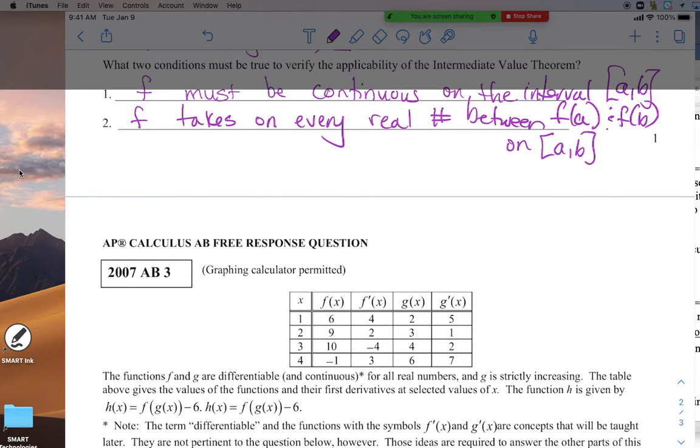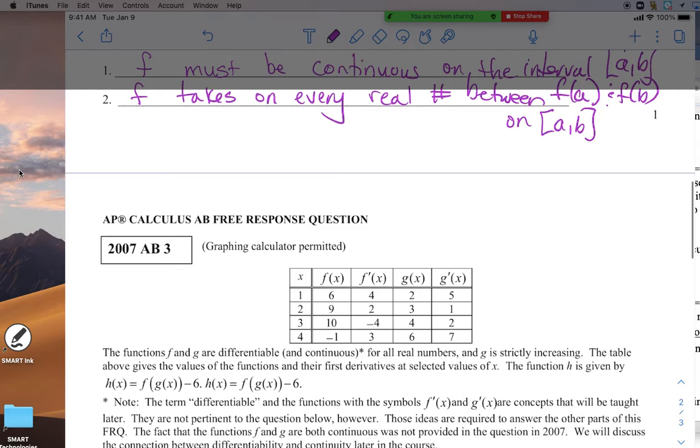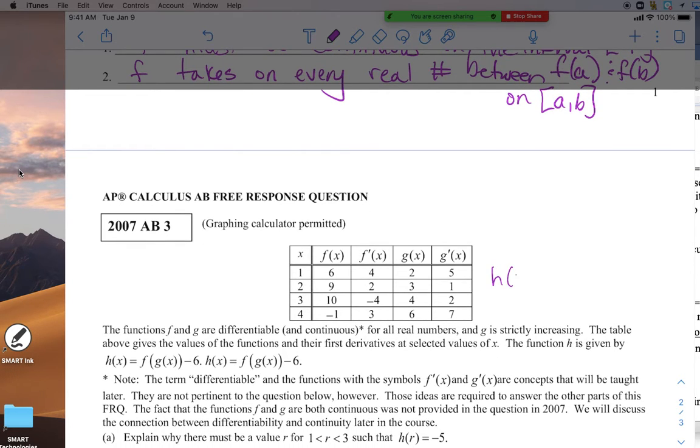All right, so we have a column of x is 1, 2, 3, 4. We have f of x. And remember, we talked about this f prime of x represents instantaneous rate of change. We're going to learn that that's a derivative here in the next unit. We have g of x and we have its derivatives. Well, we don't need the derivatives in this one. It says f and g are differentiable and continuous for all real numbers. G is strictly increasing. The table of values give the function and the first derivatives. And h, okay, h of x is defined to be f of g of x minus 6.